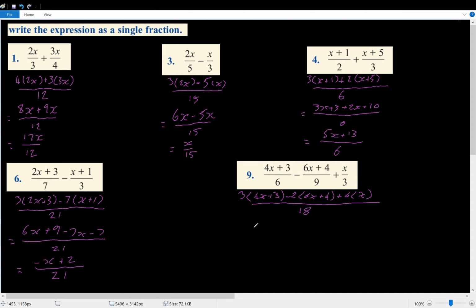When we expand our brackets out, we're going to get 12x plus 9 minus 12x minus 8 plus 6x. That's all over 18. And then when we tidy that up on top, 12x minus 12x is 0, plus 6x is 6x, and 9 minus 8 is 1. So we get 6x plus 1 all over 18. And that is that.